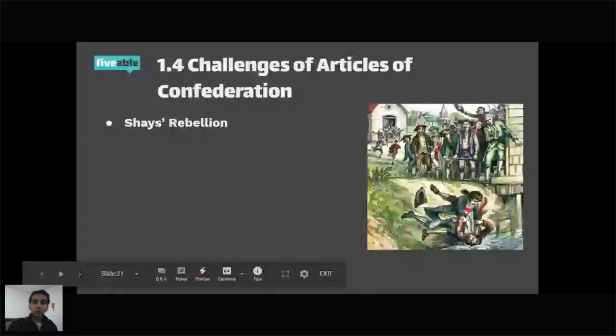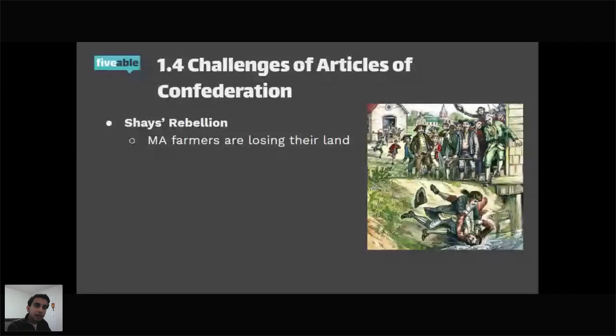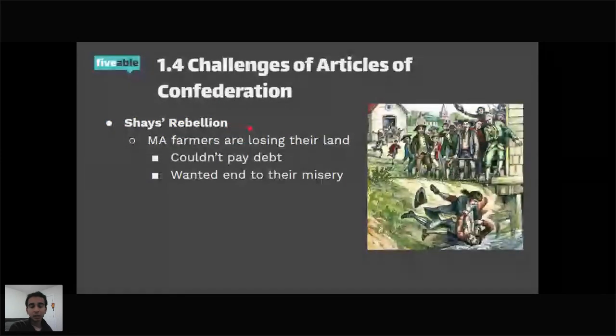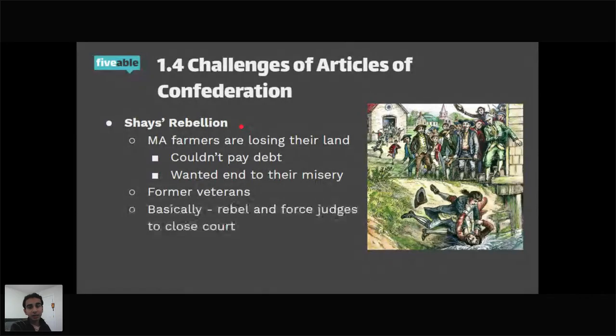In terms of what actually caused people to start doubting the Articles of Confederation, it was Shays' Rebellion. It was a bunch of Massachusetts farmers that were losing their land. A lot of them were veterans. They couldn't pay their debt. They had kind of been promised that their war debts would be taken care of by the government in exchange for being in the war. However, that did not happen. So they wanted to end their misery, and they basically rebelled. They forced judges to close their courts, and it was a big mess.